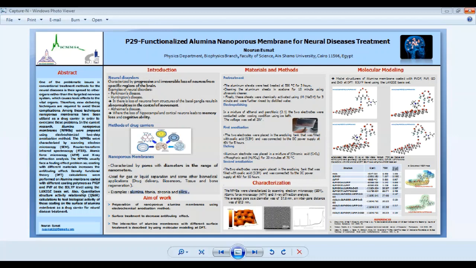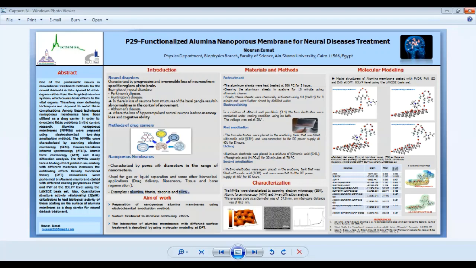Nanoporous alumina membranes were prepared by a two-step electrochemical anodization method. The preparation process is divided into 6 main steps. The first step is the pre-treatment step, in which the aluminum sheets were heated in an oven at 500 degrees and then sonicated in sodium hydroxide and acetone. After that, the electropolishing step, in which the aluminium sheets were electrochemically polished in a mixture of perchloric acid and ethanol to reduce the surface roughness.